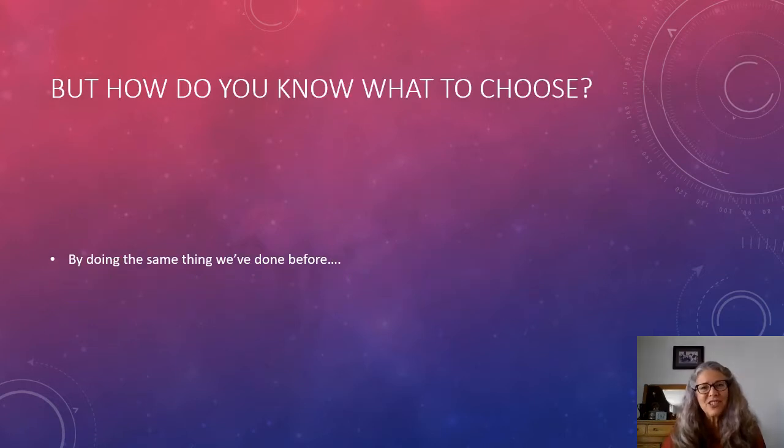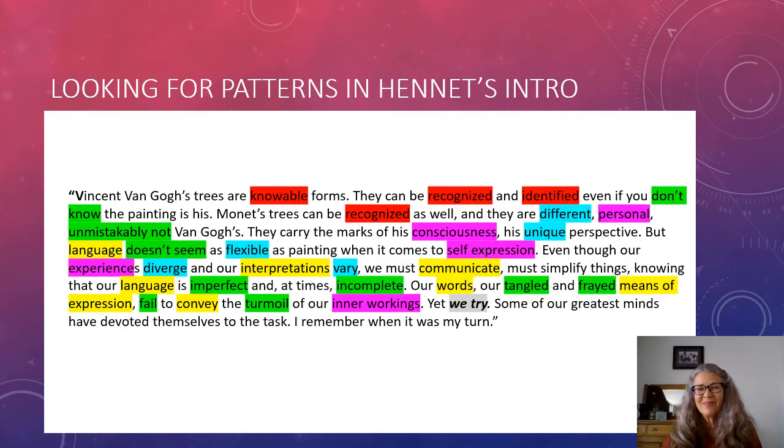The next question is choice. How do you know what to choose? How do you know what source to choose? Once you've found the source, how do you know what aspect to choose? And how do you find a quote? By doing the same thing we've done before. I'm about to turn my camera off after this screen so that it won't interfere with what's showing on the screen.